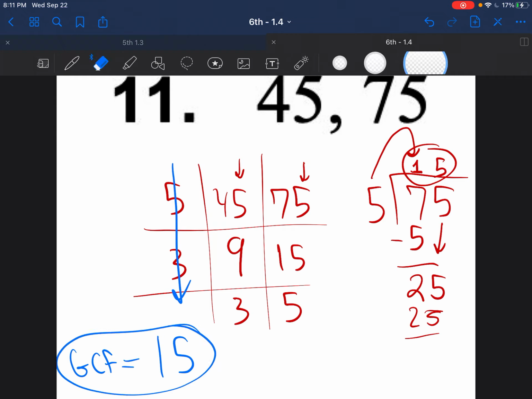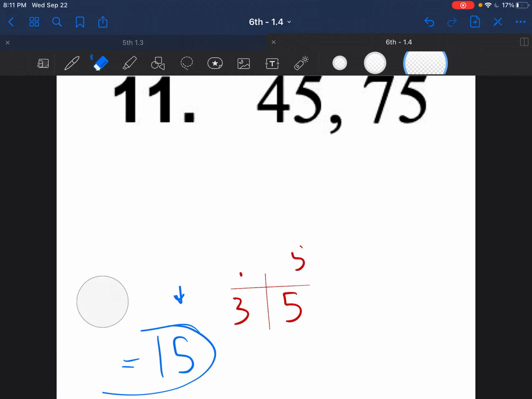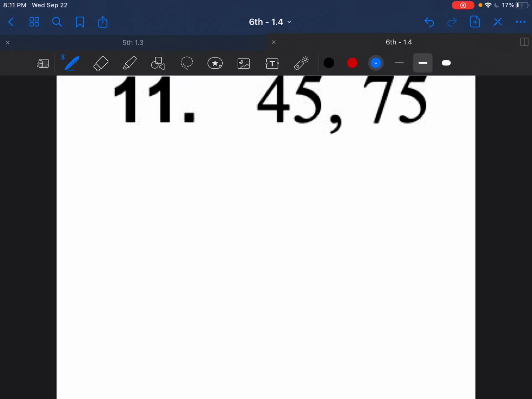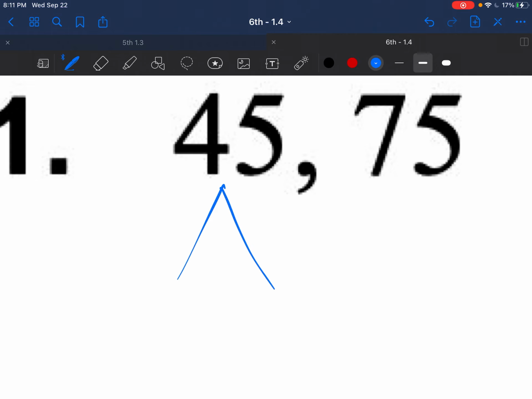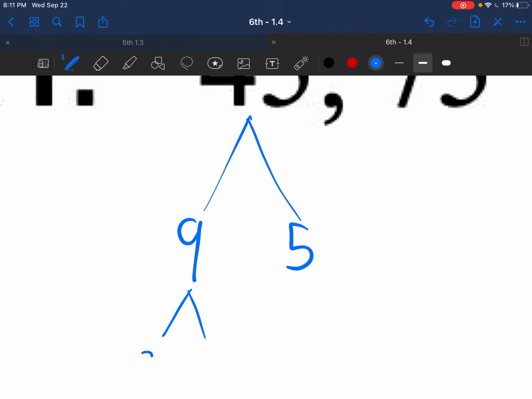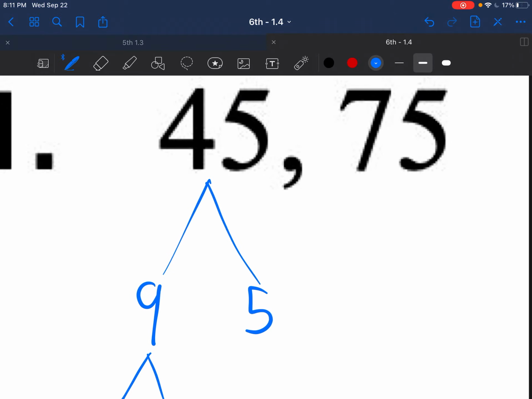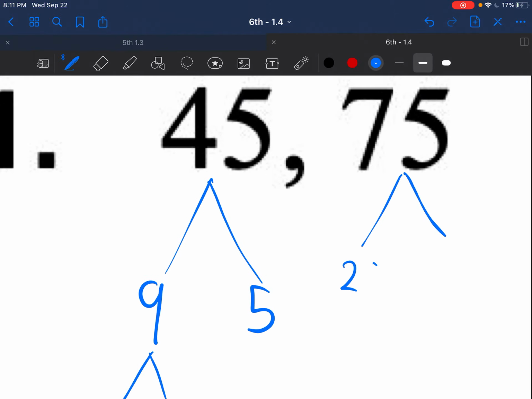All right, let's try another one. This time we're going to do the prime factorization. So let's make our factor tree. What numbers give me 45? Well, I know it's 9 times 5. And the numbers that give me 9 are 3 and 3. All right, so those are prime. Let's do 75. I know 25 times 3. And then I know 5 times 5.